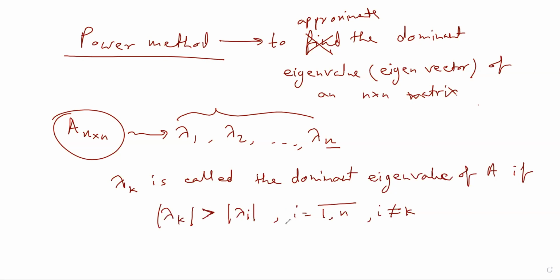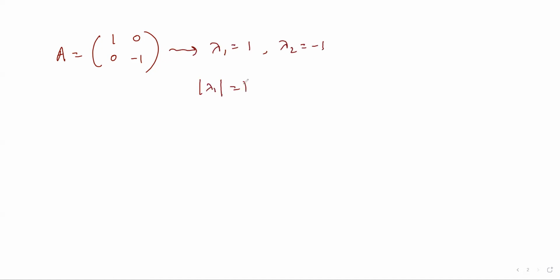Okay, now from this definition, you should be able to understand that not every n by n matrix has a dominant eigenvalue. Why so? Let me show you by an example. For example, consider the matrix A = [1 0; 0 -1]. I have intentionally chosen a diagonal matrix so that we can clearly see what the eigenvalues are, right? So it has eigenvalues lambda 1 equals 1 and lambda 2 equals minus 1. And you can clearly see that both have the same absolute value.